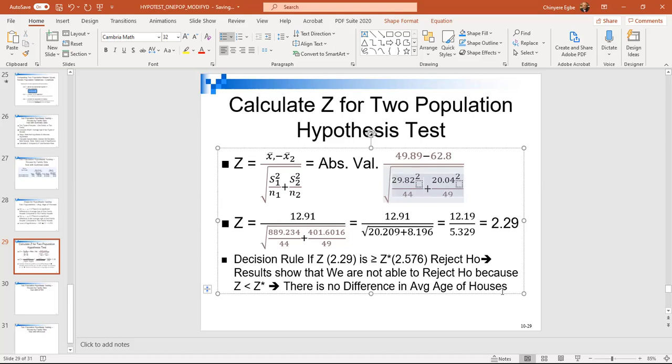SPSS. Now, if you do this using Excel, you just have to calculate your own mean. You have to calculate your own standard deviation, which you have already learned in your first statistics course, how to use Excel to calculate the mean and the standard deviation. That is very simple. But you still don't know how to use SPSS to do it in a very easy way. So I'm going to go ahead and use SPSS to do this problem.